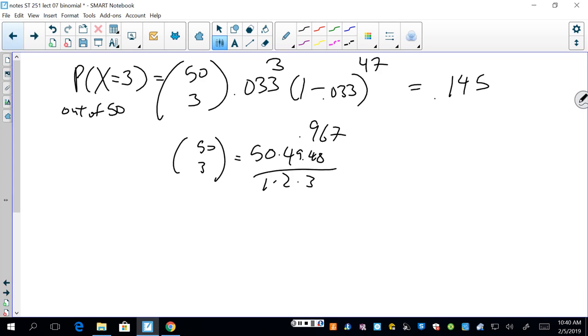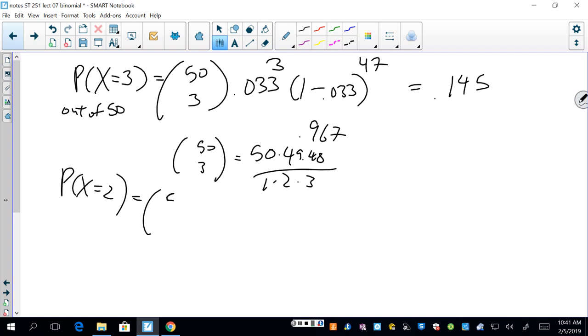So about 14.5% of the time, when you have a collection of 50 women, if they're independent of one another and the rate of multiple birth is 3.3%, then about 14.5% of the time you're going to show up with 3 women. What's the chance that it is 2?